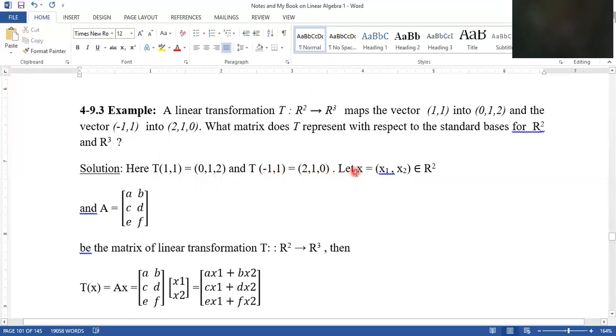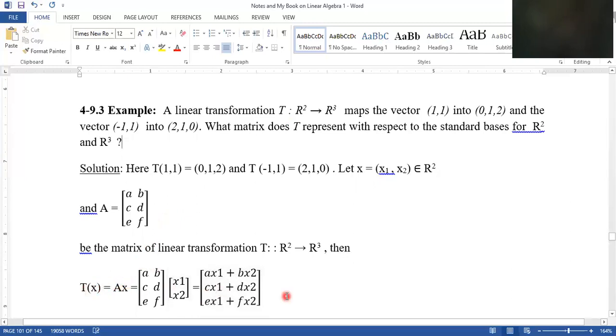So let us take one general element from R², and the matrix is of the form 3 cross 2. We have to calculate it because this is a transformation from R³ to R², so the matrix is of the order 2 cross 3. So T of x is A into x.